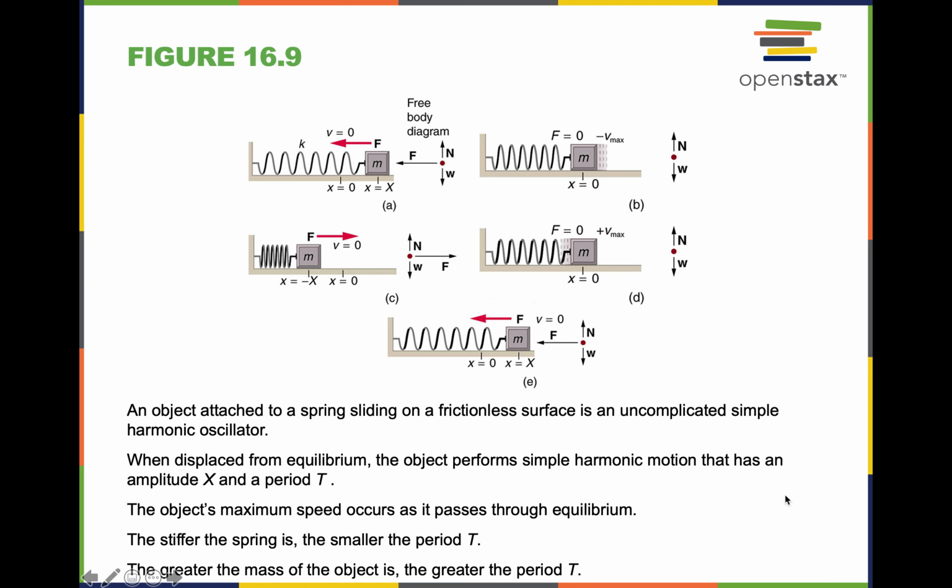The stiffer your spring is, so the stronger the metal is, or the more coiled it might be, the stiffer the spring is, the smaller the period is going to be.